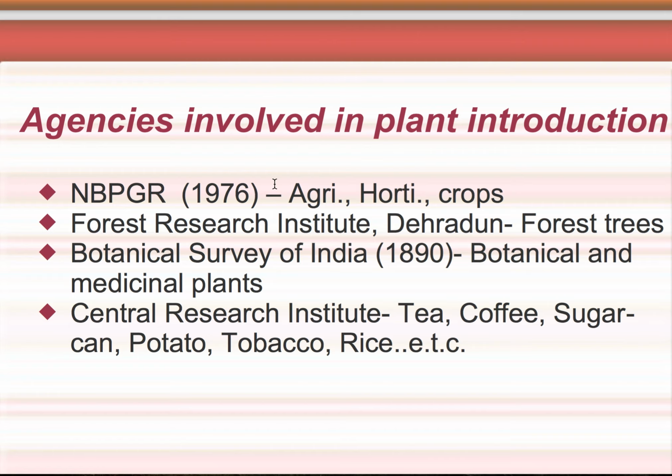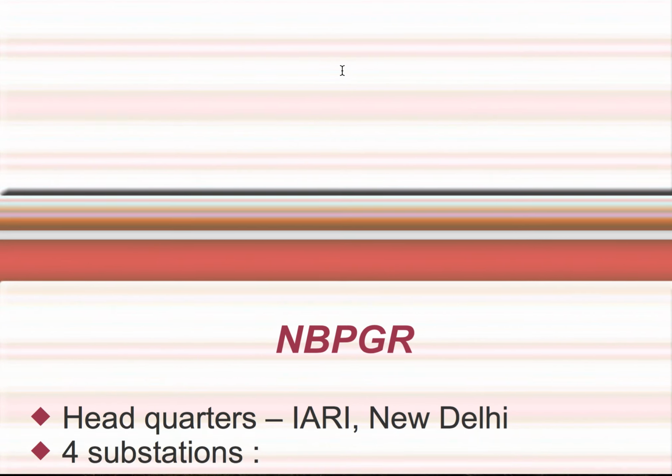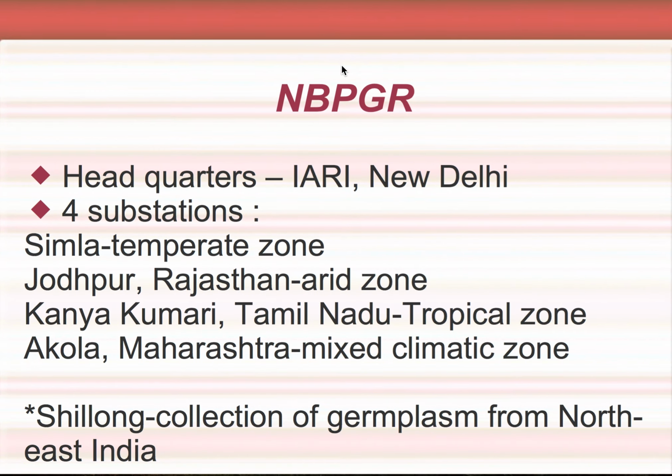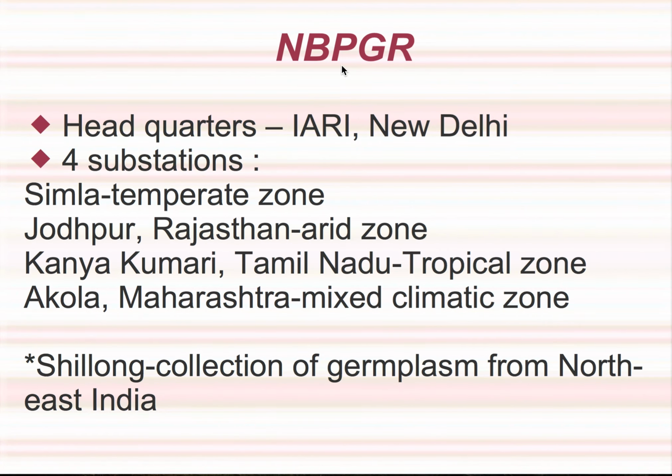And if we go into the details of the crop improvement program of introduction, the main stage is given to NBPGR. This NBPGR has its headquarters located in New Delhi, India, and it has four substations basically for testing of introduced plant materials. These substations represent various climatic zones of India.